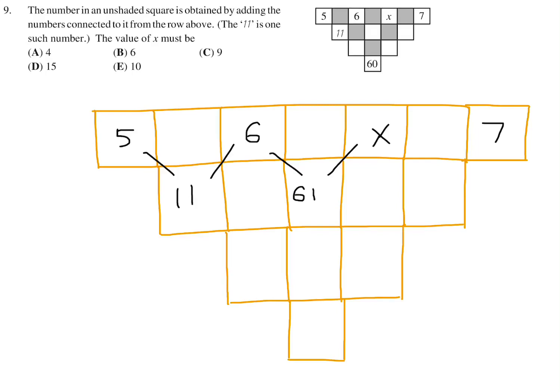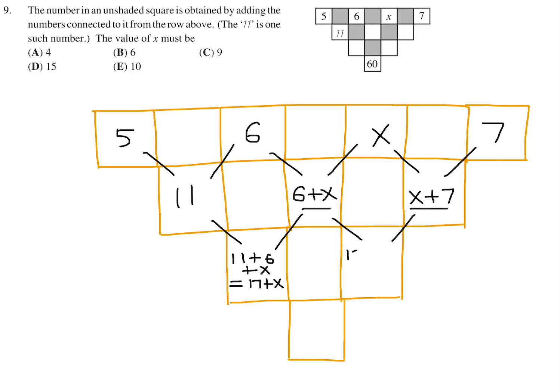So that would be 6 plus x. In this box, you'd add the two numbers above, x plus 7, and just keep going like that. So in this box, it would be 11 plus 6 plus x, which is 17 plus x. In this box, it would be 6 plus x plus 7, which is 13 plus 2x. And finally, this box, they've told you, is 60.